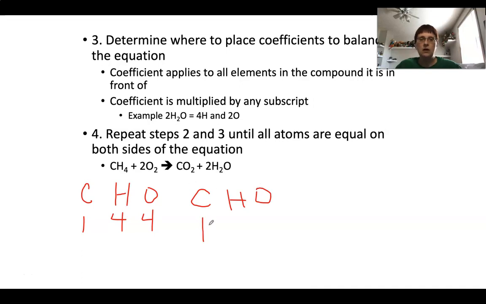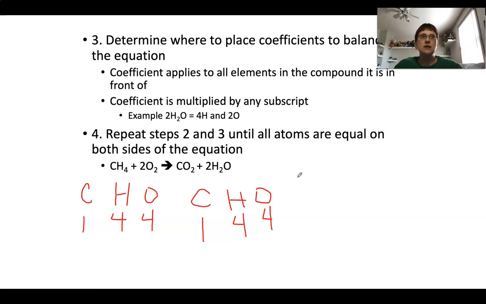We've got 1 carbon. For oxygen, we've got 2. And because I put the 2 there, that makes 2 here. That's why I decided to do the oxygen first. So 2, and that makes that 4. And then 2 times 2 makes 4 hydrogen. Okay. So that gives us a balanced equation for this one.